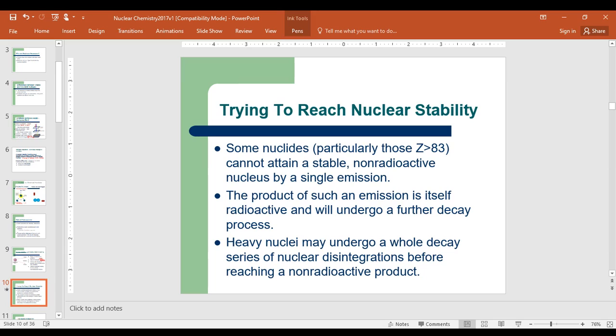Some elements or some nuclei can just decay in one step to form a stable nucleus. Some of them, but most of them need to decay over several steps to become stable. So usually what we see is when a radioactive decay occurs, the product will also undergo radioactive decay to eventually reach stability. So it's not one simple step usually.